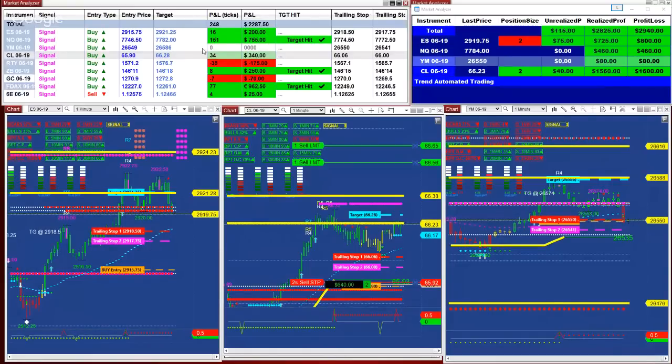You need to understand what's going on. You need to understand how this market is moving. You need to understand when to trade and when not to trade. It is very important.